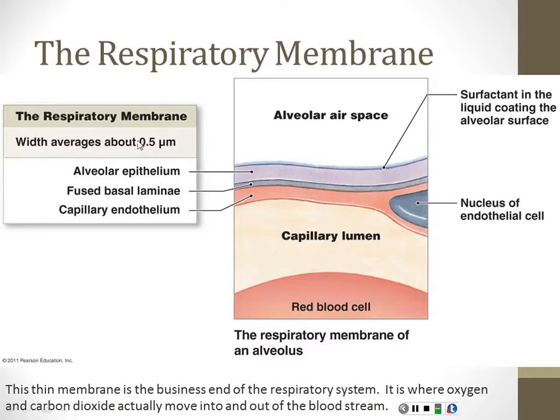And you can see that the width of this structure is exceedingly small. This is 0.5 micrometers. Teeny, tiny. And the reason for that thinness is the thinner the barrier, the quicker oxygen and carbon dioxide can move down their diffusion gradients, which we'll talk about in a little bit. Like I say down here at the bottom, this really is the business end of the respiratory system, this respiratory membrane. And this is a very star-worthy, highlight-worthy slide, right?